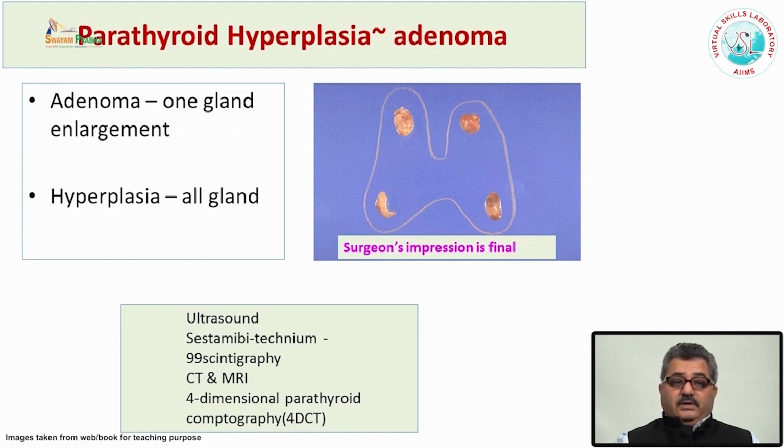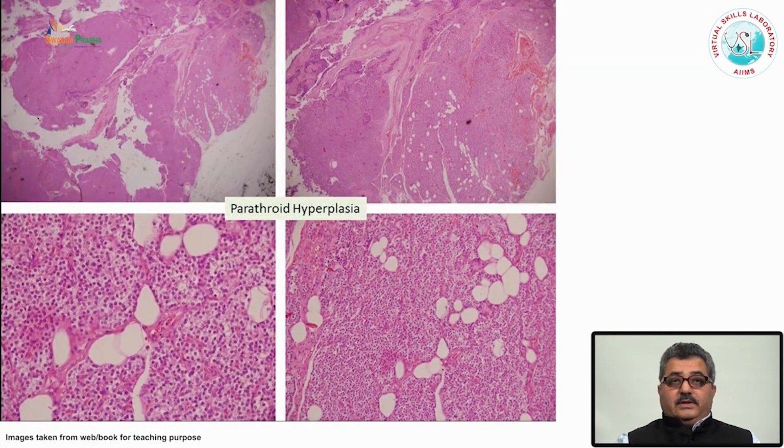But nowadays, with the advent of radiological techniques, most of the lesions are localized based on the ultrasound finding, technetium-99 scintigraphy, CT and MRI findings, and 4-dimensional parathyroid computed tomography, that is 4D CT. All these help in the localization of the lesions so that a focused parathyroidectomy is done instead of exploring all the parathyroid glands. This shows the microscopy of the parathyroid hyperplasia.